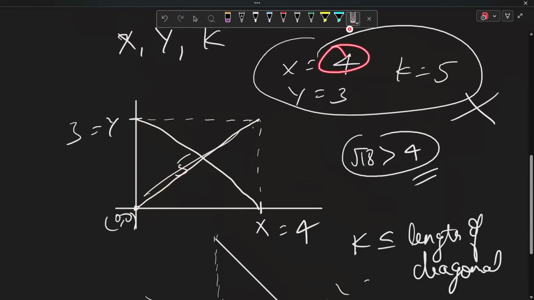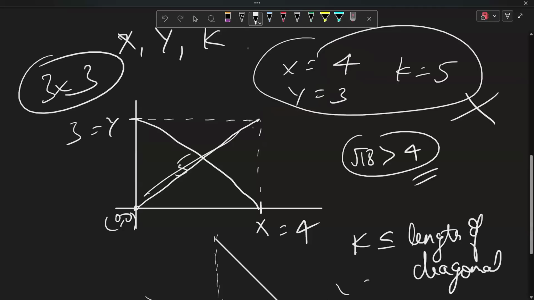So basically, the maximum k that could be given to us is going to be the maximum diagonal of a square that we can get. The maximum square that you can get is determined by the minimum of both of these. So if we have a rectangle of 4 cross 3, the maximum square would be 3 cross 3. So you can just assume that your x and y both are equal to the minimum of both. If you are given 4 and 3, you can assume that x is just 3, the minimum of both of them.